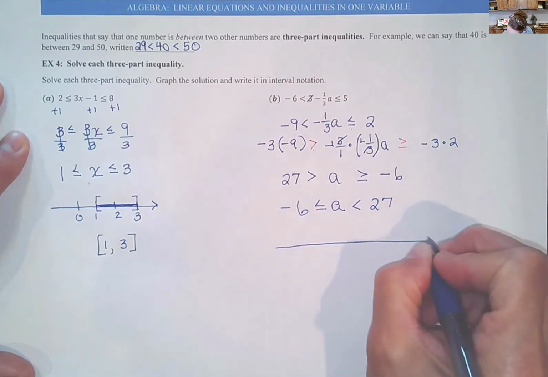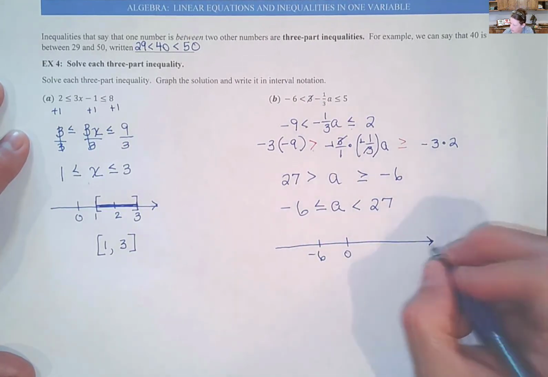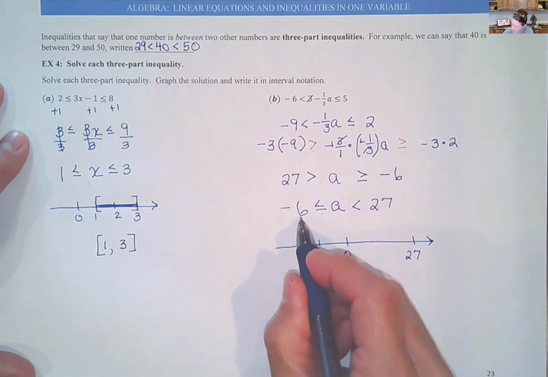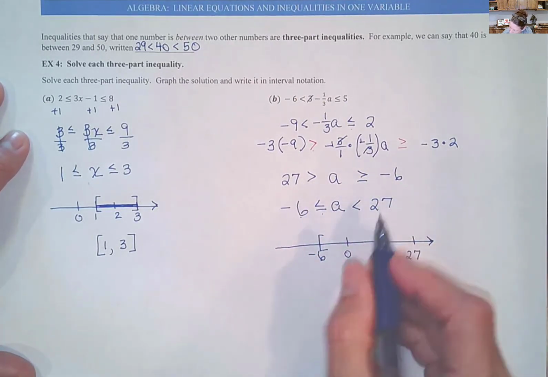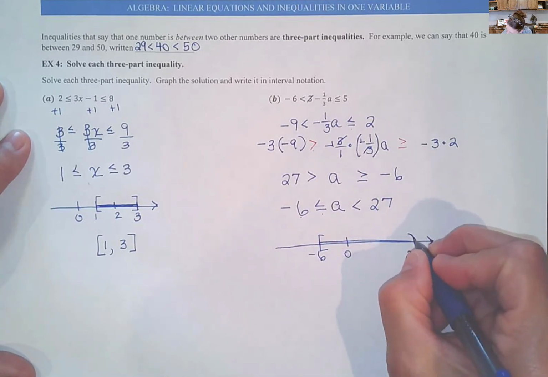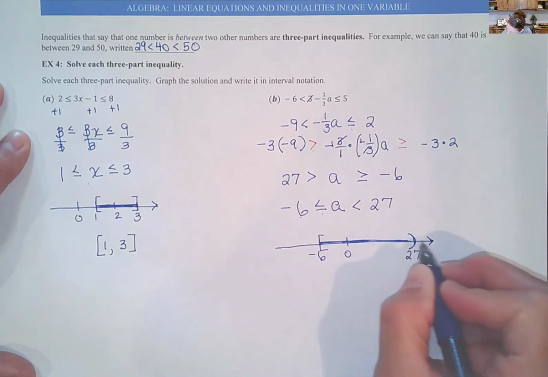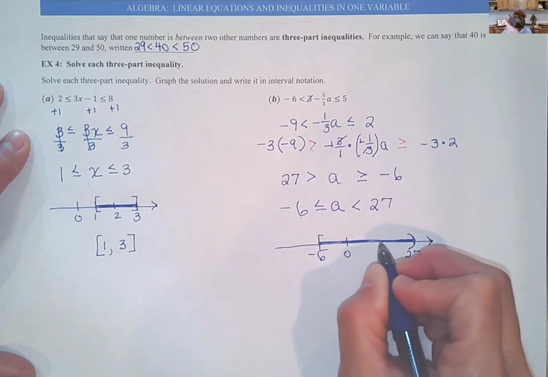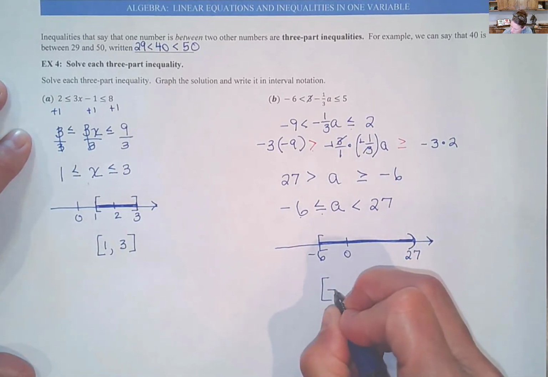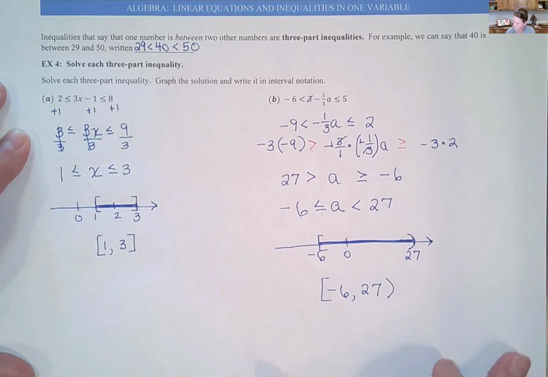Graph. If this is 0, negative 6 is to the left and positive 27 is to the right. We get to include negative 6, therefore bracket. All these numbers up to but not including 27, therefore use the parenthesis symbol at 27. Interval notation, same symbols, negative 6 with a bracket, up to 27 with the parenthesis.